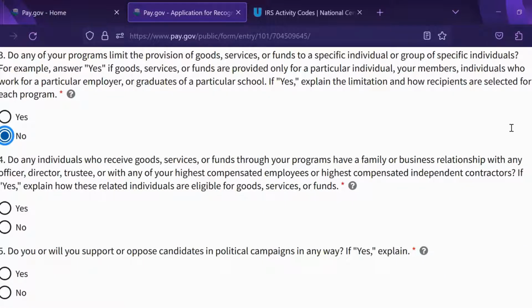Question 4, do any individuals who receive goods, services, or funds through your program have a family or business relationship with any officer, director, or with any of your highest compensated employees, highest compensated independent contractors? If yes, explain how these related individuals are eligible for goods, services, or funds. Jane does not. We do not.